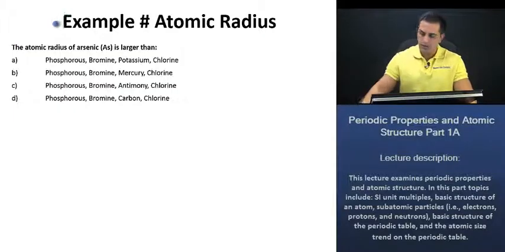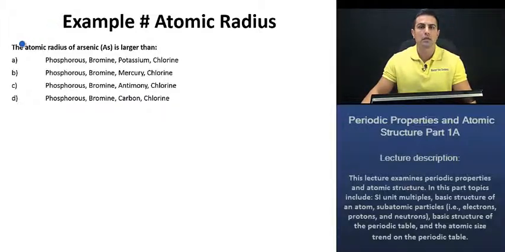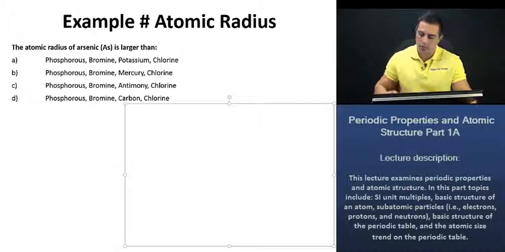Great. Example, atomic radius. You can pause the video and try it yourself, but for the rest of us, I'm going to continue here. The atomic radius of arsenic is larger than: A, phosphorus, bromine, potassium, chlorine; B, phosphorus, bromine, mercury, chlorine; C, phosphorus, bromine, antimony, chlorine; or D, phosphorus, bromine, carbon, and chlorine. To answer this question, we could do two things. Firstly, we can call upon our periodic table.